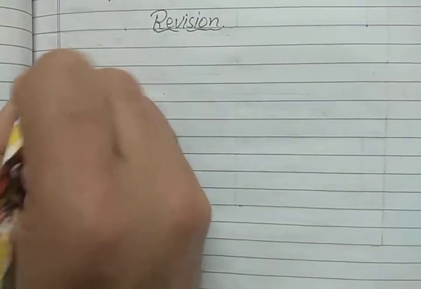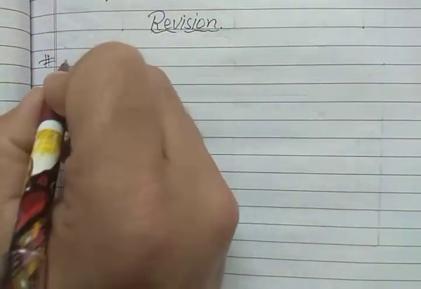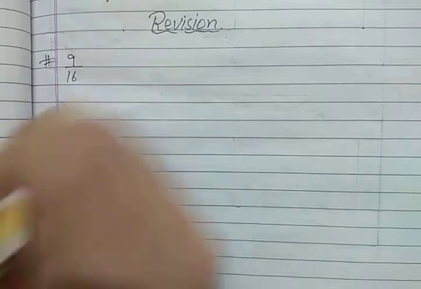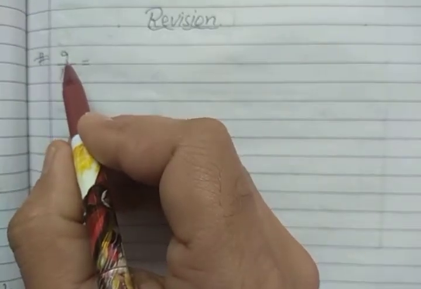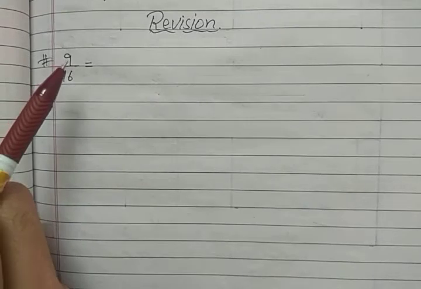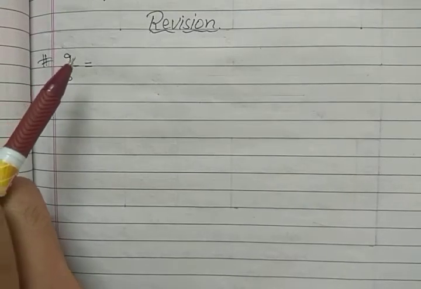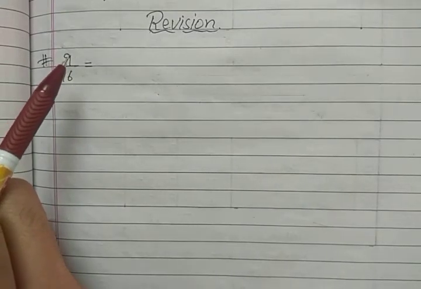So let us do practice of this, that how we can write the fractions in words. So let us take the examples. Suppose 9 upon 16. This is the fraction and we have to write this in words. So how can we write? First of all, we will see the top part. So here on the top it is written 9. Upper number is 9.